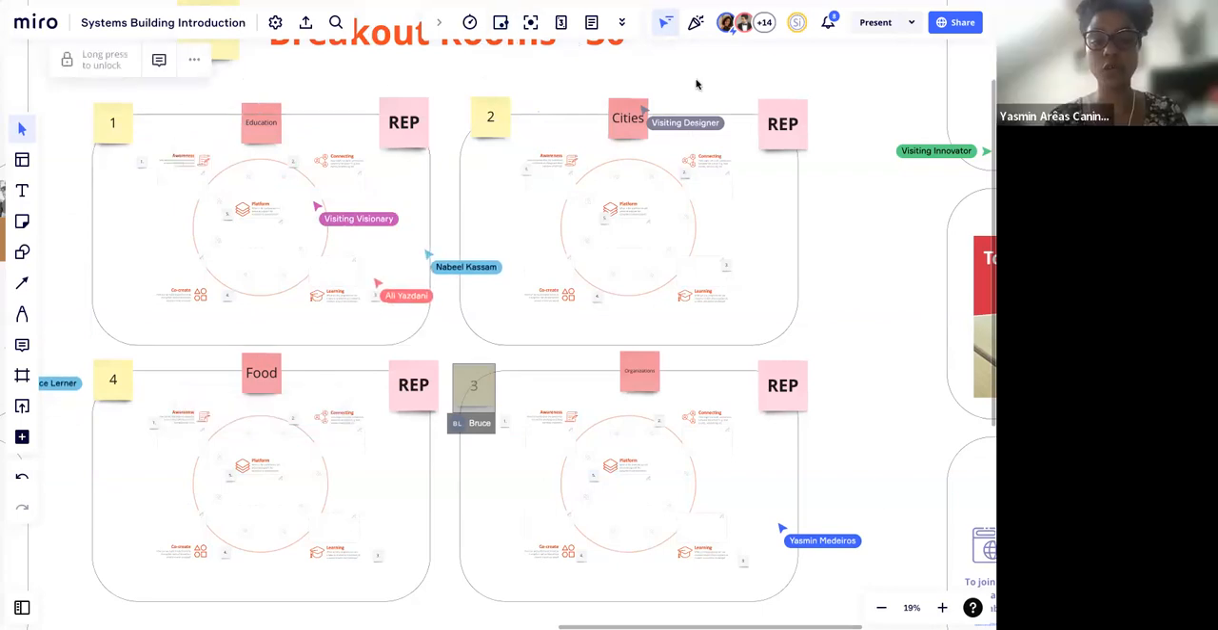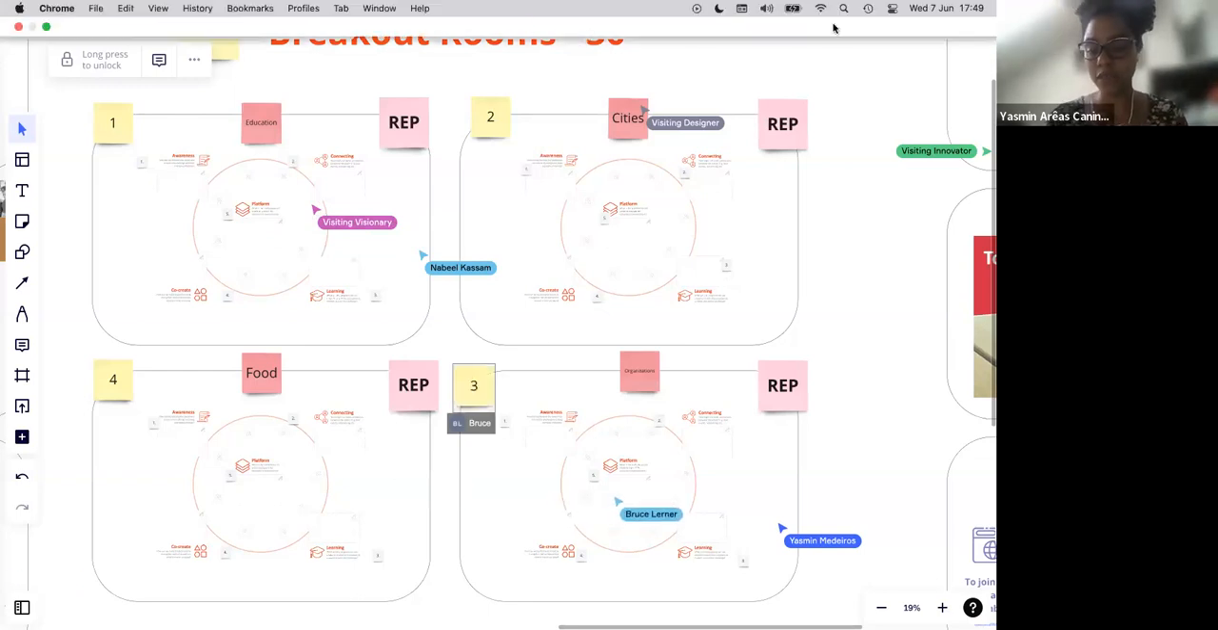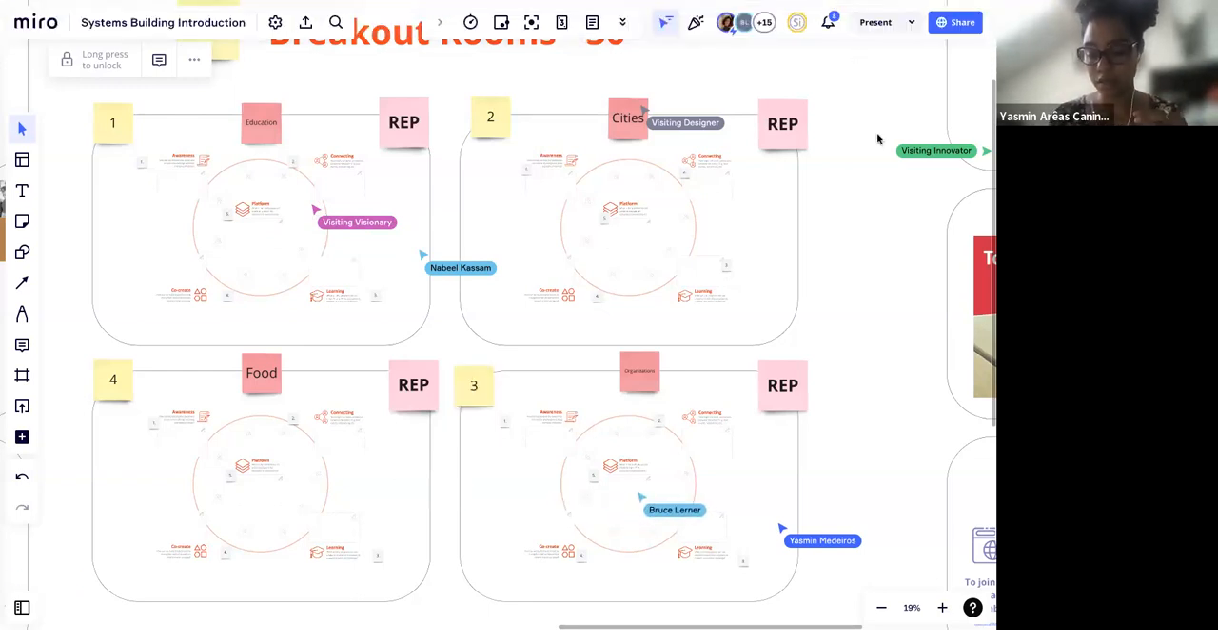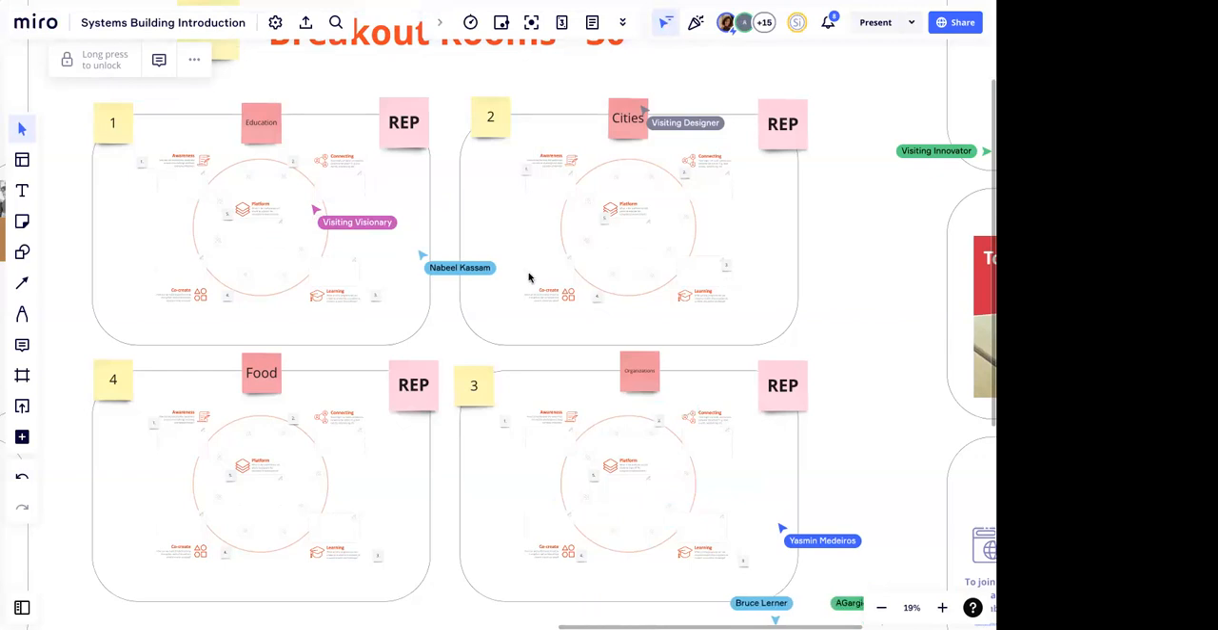You choose which topic you would like to discuss with your colleagues. We're going to spend 30 minutes doing this exercise. So choose just one room to be in: 1 for education, 2 for cities, 3 for organizations, and 4 for food. You identify a challenge with your colleagues, and then you walk through the canvas from 1 to 5. Okay, thanks. Are people able to see the breakout rooms?